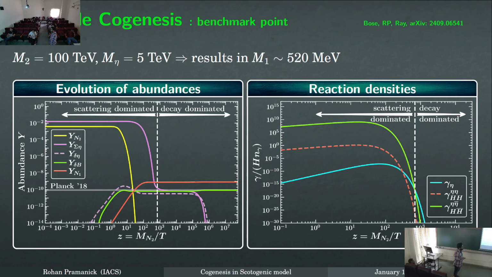scattering dominates over decay, but at some point of time the decay reaction density increases and eventually beats the scattering, and all of the phi 2, all of the eta actually decays giving rise to a stable dark matter candidate. And before this process happens, the CP violating decay of the N2 will give you the... Now you can also scan this.